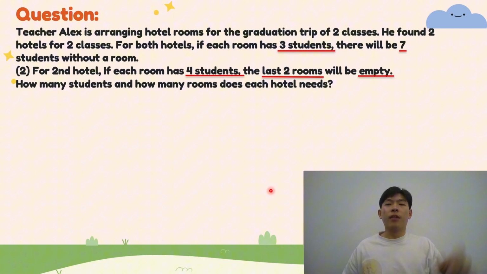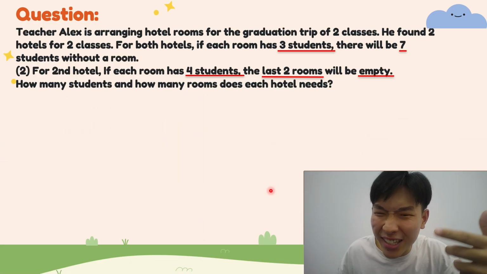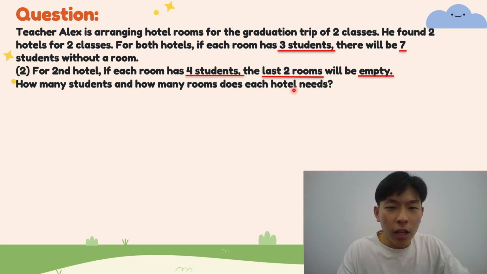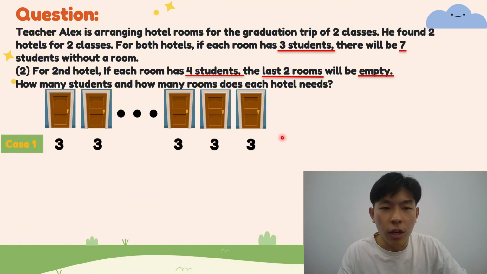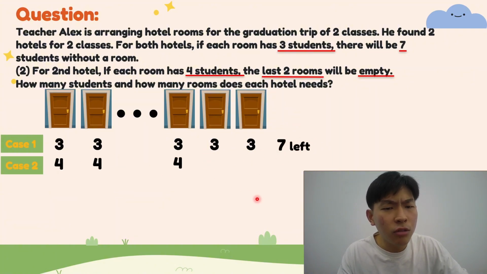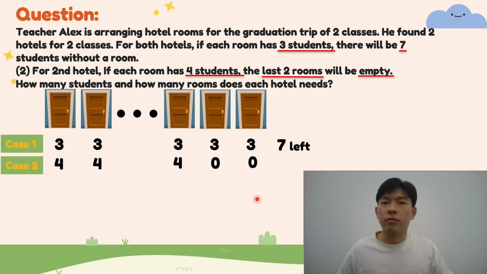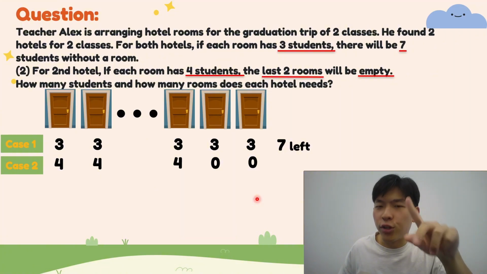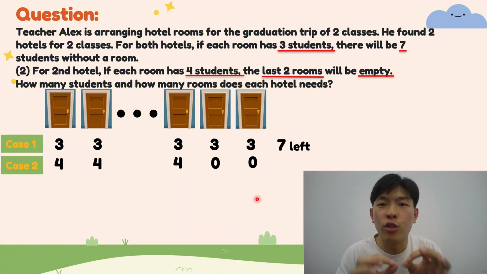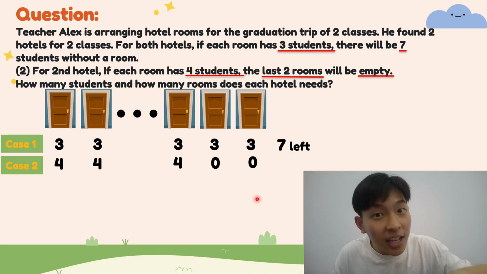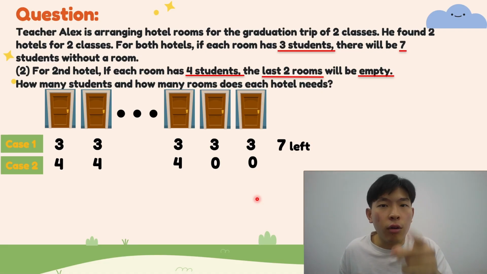So now, remember there's a second part of this question too. So let's do it fast. Now, each room, 3 students and 7 left. Each room, 4 students and last 2 rooms empty. So how many people in the last rooms? 0. So what should we do? 2 methods. Transform and line drawing method. So now for this video here, I will only go through with you the transform. Line drawing method, I will leave it to you. So remember, we need to add back for the line drawing method.